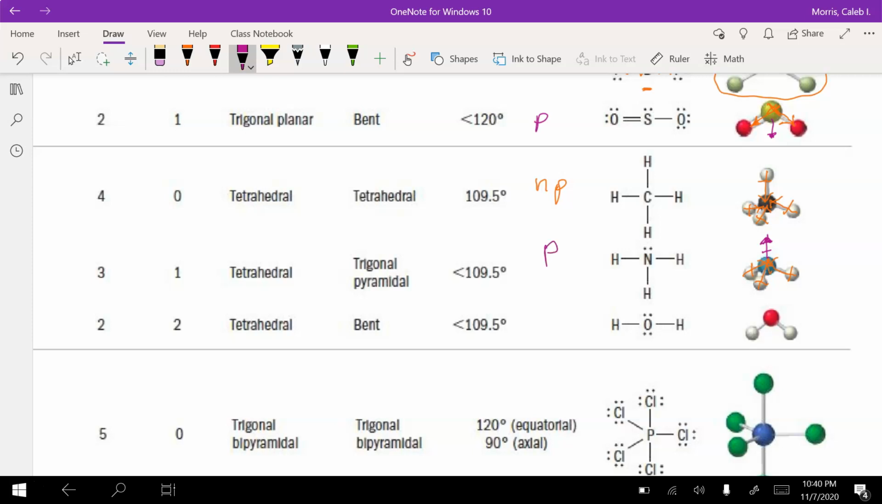And then we've got another bent molecule. Now, bent molecules are almost always going to be polar. Let's talk about why here. We've got our dipoles pointing that way and that way. And if you add them together, they point straight upward. So that makes it polar. We have a net dipole.